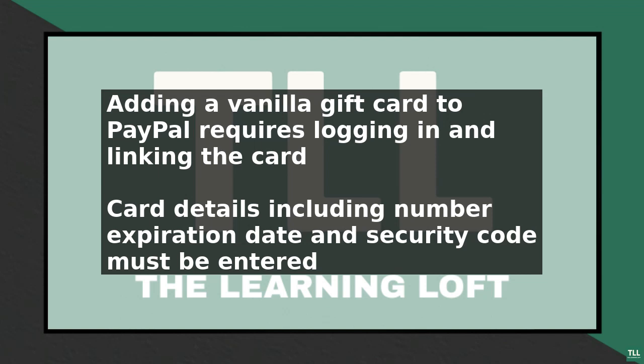This can be done by logging into your PayPal account, clicking on the Wallet tab, and selecting the Link Card option. You will then need to enter the card details, including the card number, expiration date, and security code. Once the card is added to your PayPal account, you can use it to make purchases or send payments.